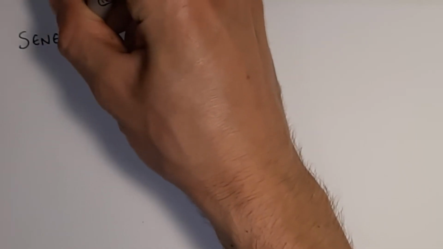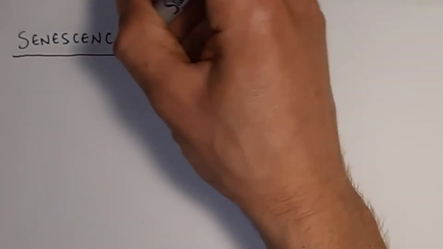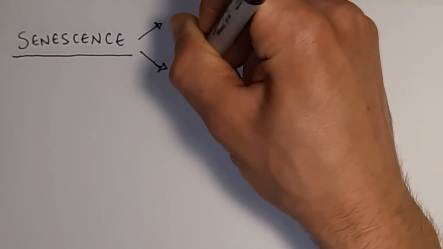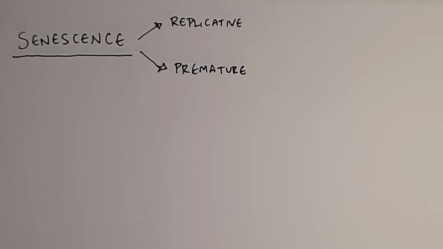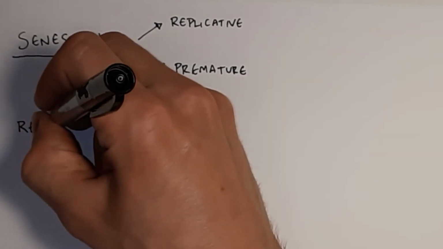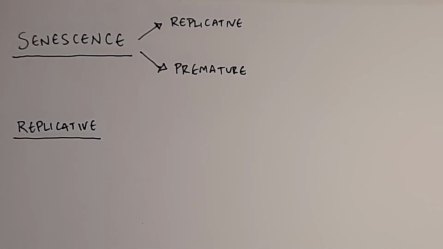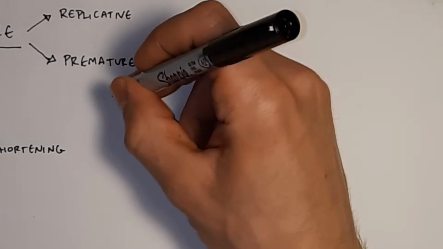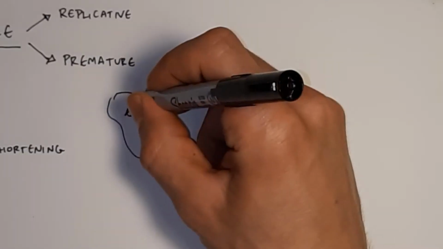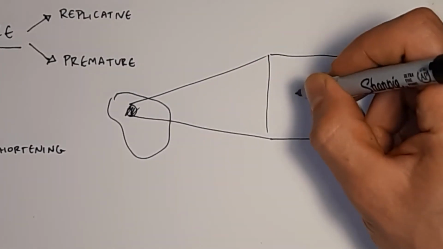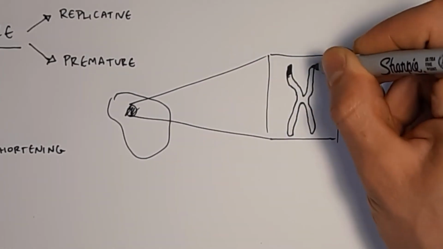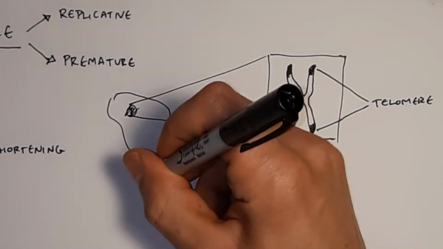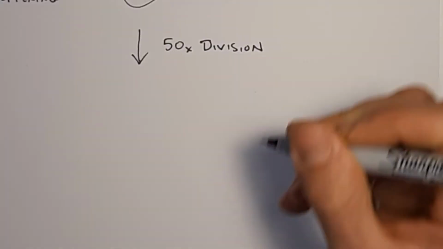The molecular basis for why cells undergo senescence is now understood to some extent and can be broken down into replicative and premature senescence. Replicative senescence is an endogenous mechanism leading to senescence. It is defined by progressive shortening of what are called telomeres. On the ends of chromosomes, telomeres are composed of repeating DNA sequences that cap the ends of the chromosomes and protect it from DNA degradation.